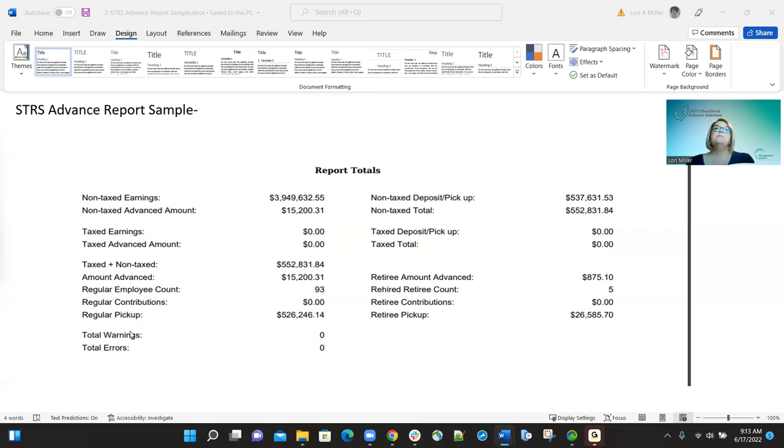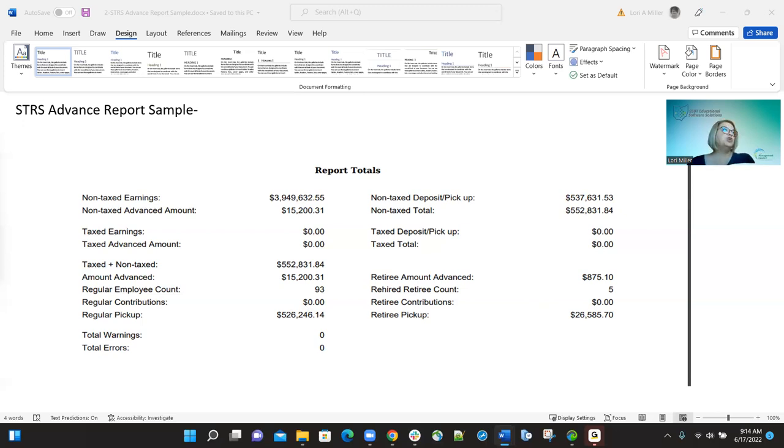The non-tax deposit pickup amount is the amount contributed to date for fiscal year 22. It is the total employee amount withheld on STRS annuity items plus your total amount withheld from your employer STRS items, or your 691 item, your pickup item. So that's a total of the employee 591 and the employer 691 contributions.